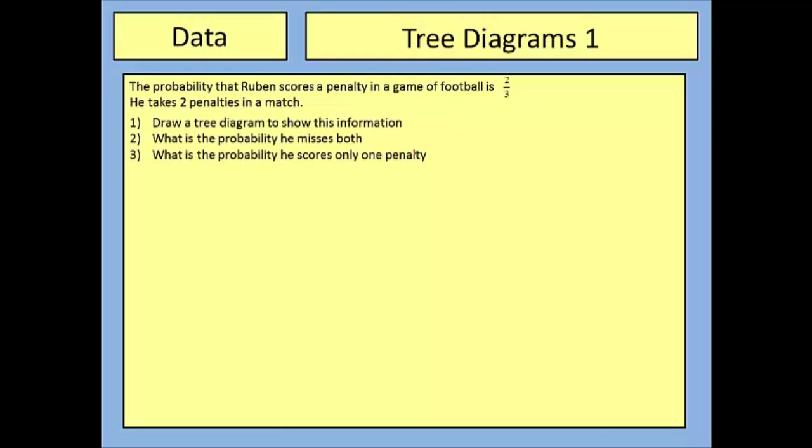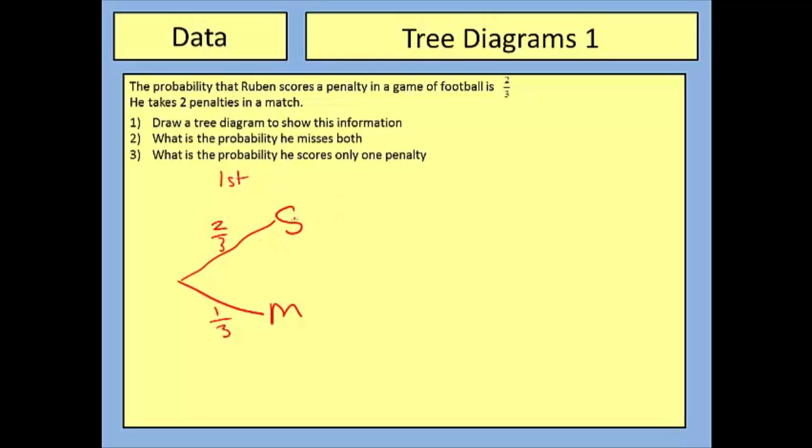So the very first thing we need to think about is what can happen here. So there are 2 options. We can either get score or Ruben can miss. Now the probability he scores is 2/3 and the probability he misses must be 1/3. So he takes 2 penalties. This is only accounted for the first penalty. So I'm going to label this as first there.